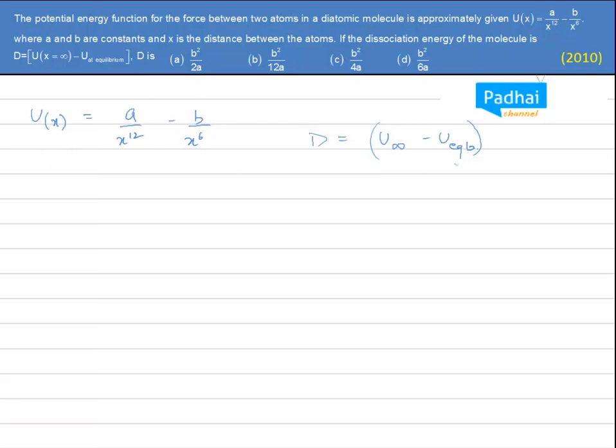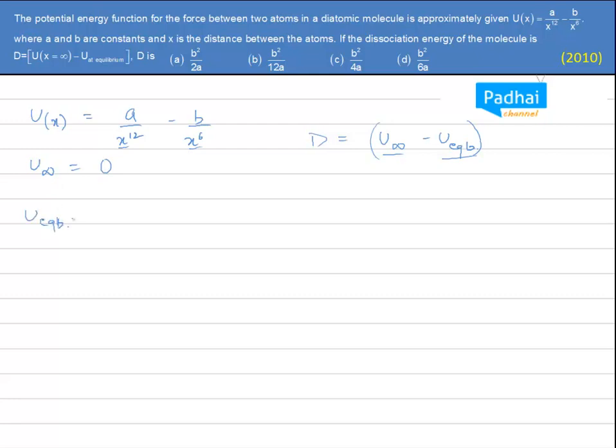So basically we're talking about the potential energy at equilibrium, and the potential energy when x equals infinity. If I put x equal to infinity, it will be equal to what? 0, because the numerator is finite and the denominator is infinity, so it will be 0. Now we have to calculate U at equilibrium.